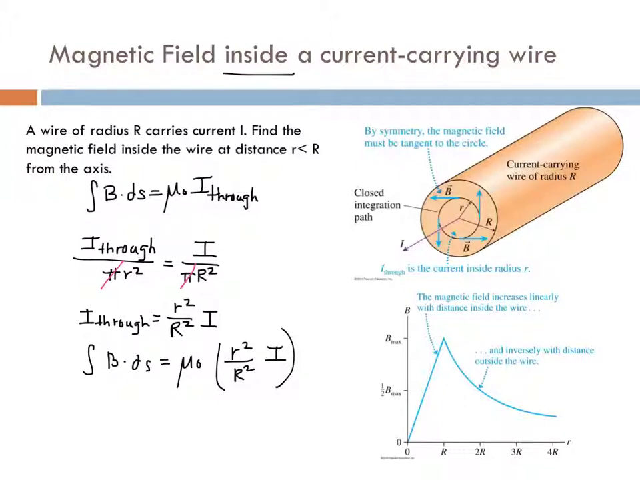Now, for this area or this closed integral path, our magnetic field is going to be the same at all points, so that can be pulled out of the integral. Our line integral is going to simply be the path of this entire outer portion. So that becomes 2 pi r. In this case, L is equal to 2 pi r.